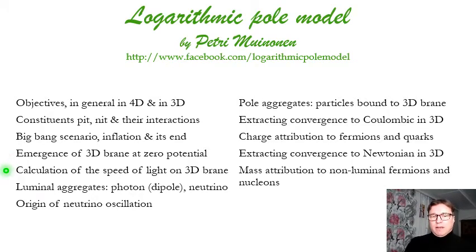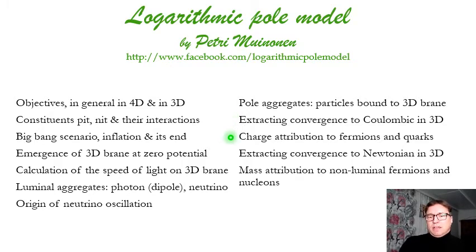Then we calculate the speed of light along the 3D brane and go through the luminal aggregates: the photon, that is the dipole of logarithmic poles, and the neutrinos, and also see the reason for neutrino oscillation. Then we go through more complex pole aggregates that are particles bound to the 3D brane, and extract for them a function of acceleration as a 3D distance that converges to the Coulombic one.